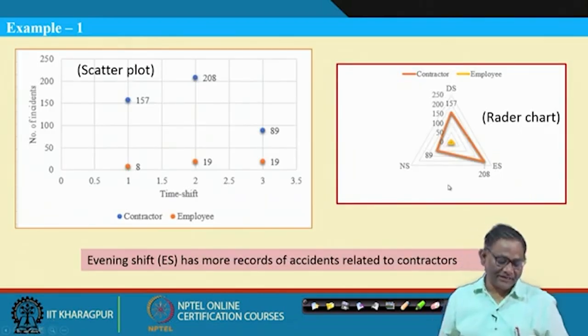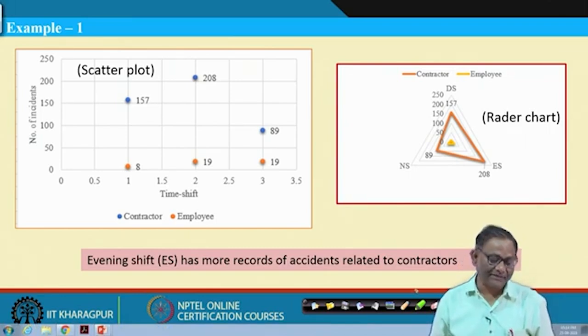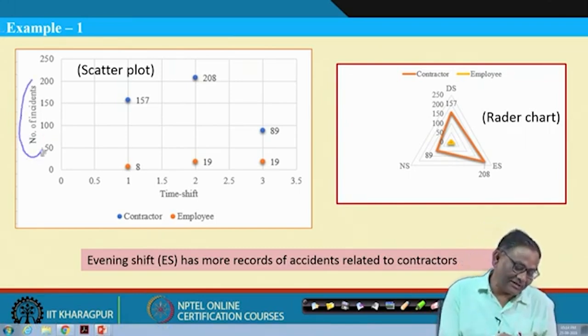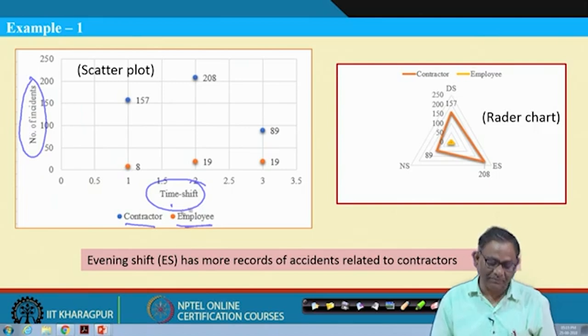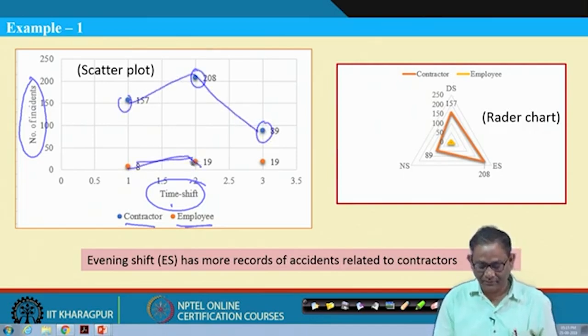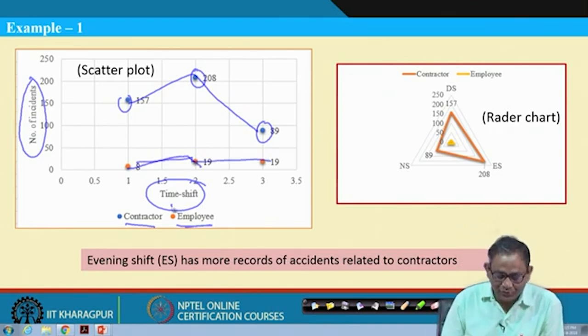Then there is the scatter plot. A scatter plot is basically when you consider two variables or two attributes at a time. On this side you have the number of incidents or incident count, and on this side the shift, and here the contractor and employee, two kinds of workers, are considered. So the contractor, everywhere, they are more. Okay.